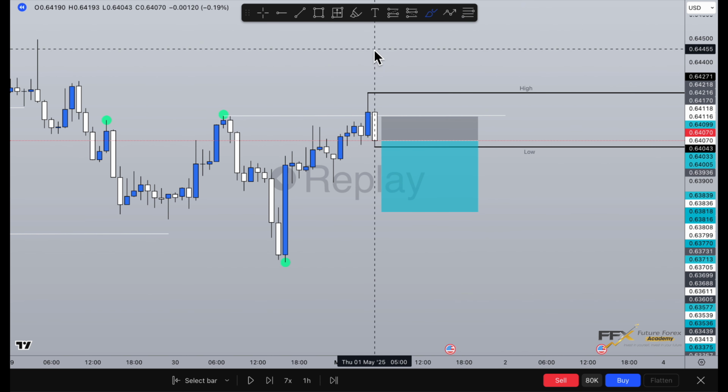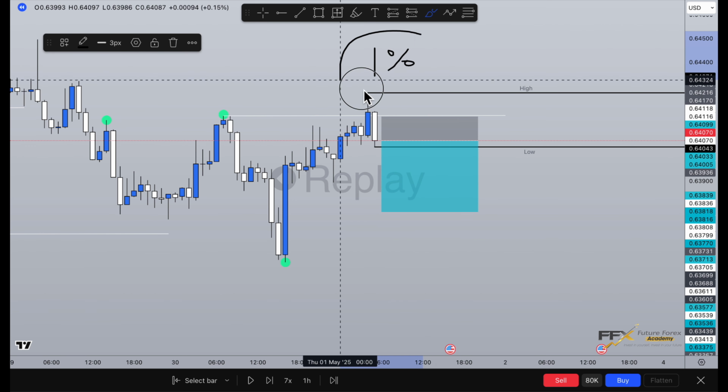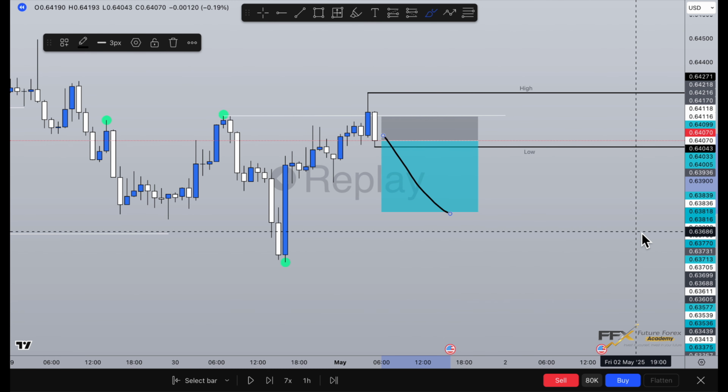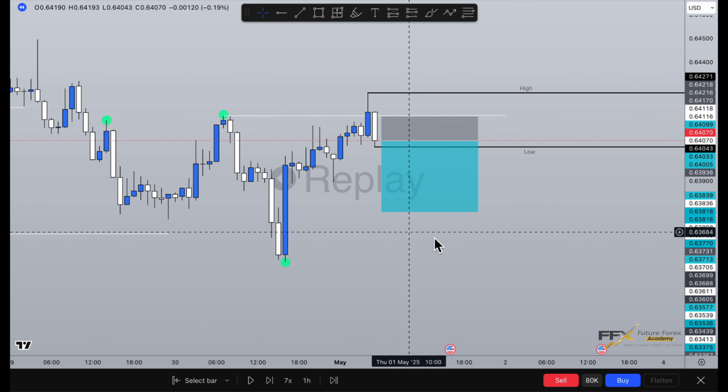I only risk 1% per trade. Always risk 1% per trade. So, basically, if it goes against me, I'm out. If it goes to my take profit, I made a nice 3% profit. So let's see what the market now does.